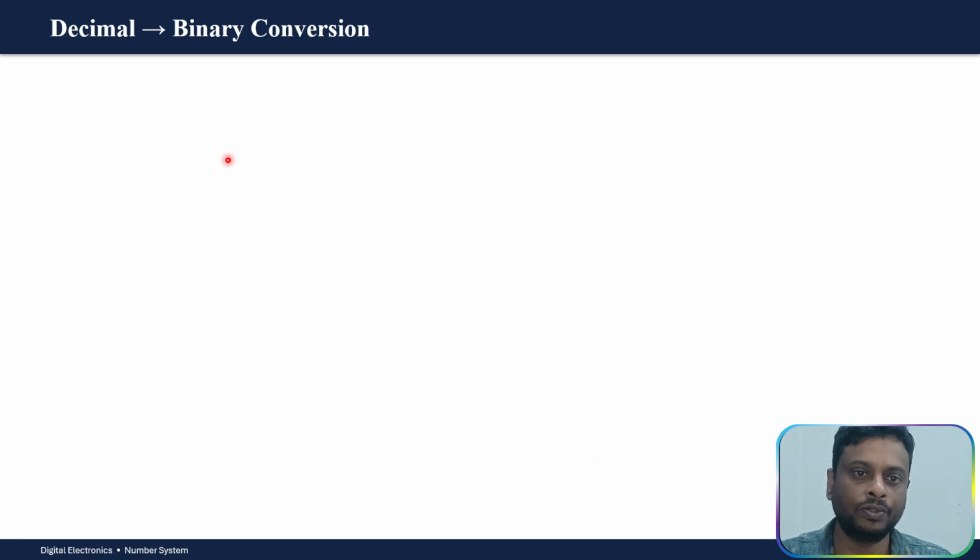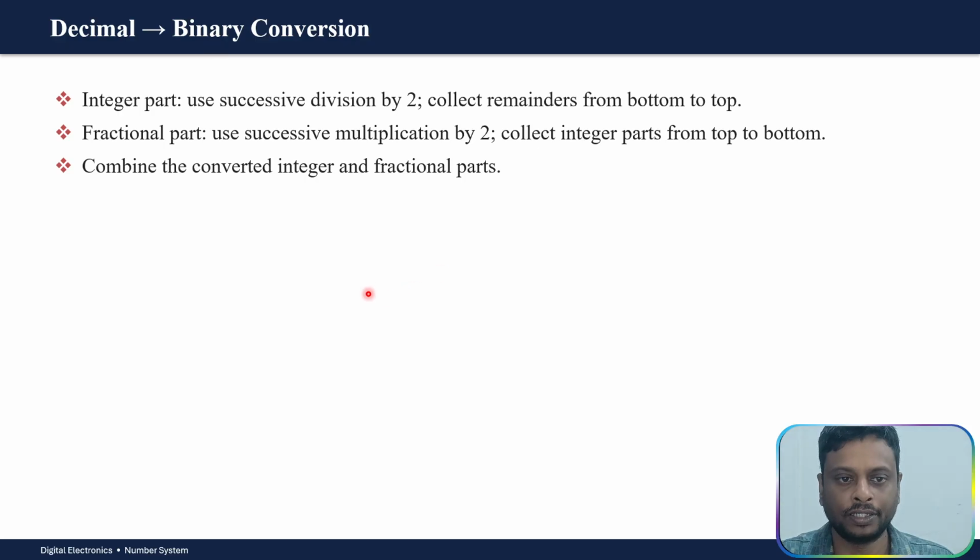Next is decimal to any number system. First we will see how to convert decimal to binary. There are two parts: one is the integer part and another is the fractional part. For the integer part, we use successive division by 2, because it is decimal to binary, that is why successive division by 2. Then collect the remainders from bottom to top.